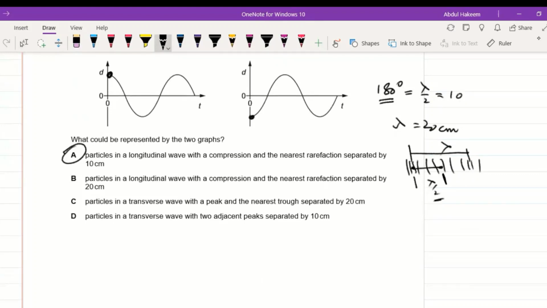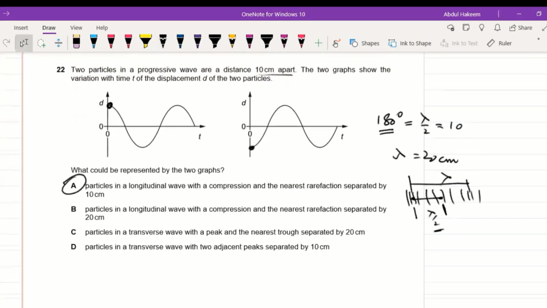Option B: the particles in a longitudinal wave with compression and nearest rarefaction separated by 20. No, because the particles are separated by 10 centimeter and the wavelength is 20. So this is not the answer. They are not separated by 20, they are not at a distance of one lambda. They are at a distance of lambda by 2.